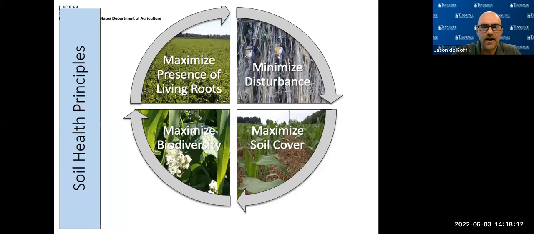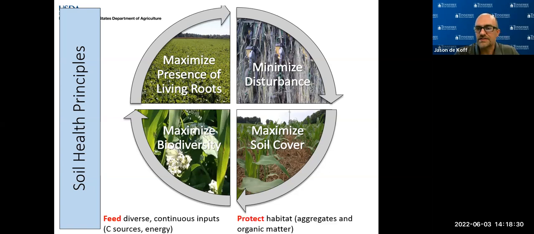And so you can see them identified here. We've got minimizing disturbance, maximizing soil cover, maximizing biodiversity, and maximizing presence of living roots. And so the left-hand side of that really focuses on feeding the microbes that are in the soil. And the right-hand side is really about protecting the habitat for the microbes, but then, of course, protecting the soil itself. And so I'll talk about these.